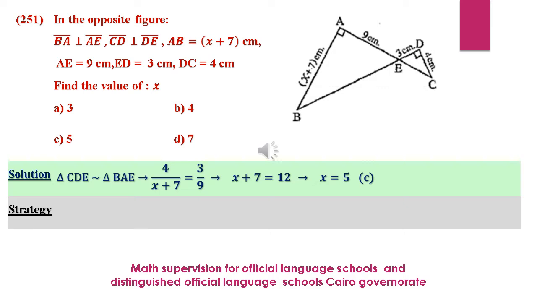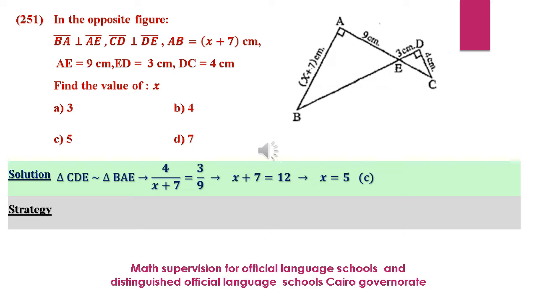We have here two triangles, AEB and DEC. The measure of angle A equals the measure of angle D, both of them right angles. And the measure of angle AEB equals the measure of angle DEC, vertically opposite angles. So two angles in the first triangle equal two angles in the second triangle. So the two triangles are similar. AEB is similar to DEC.